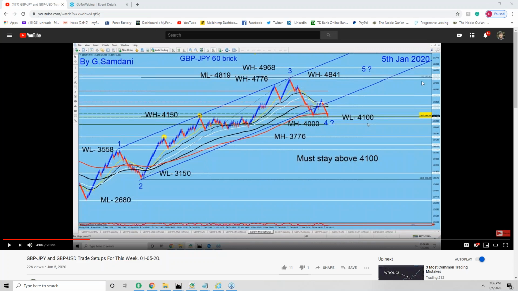I made a video yesterday about pound yen and pound USD. I posted it, and the title was "Pound Yen and Pound USD Trade Setup for This Week, January 5th." I mentioned that this is the chart I'm looking at, waves 1, 2, 3, 4, and 5, and I was expecting pound yen to go to the upside. If I'm right, it must stay above 41.